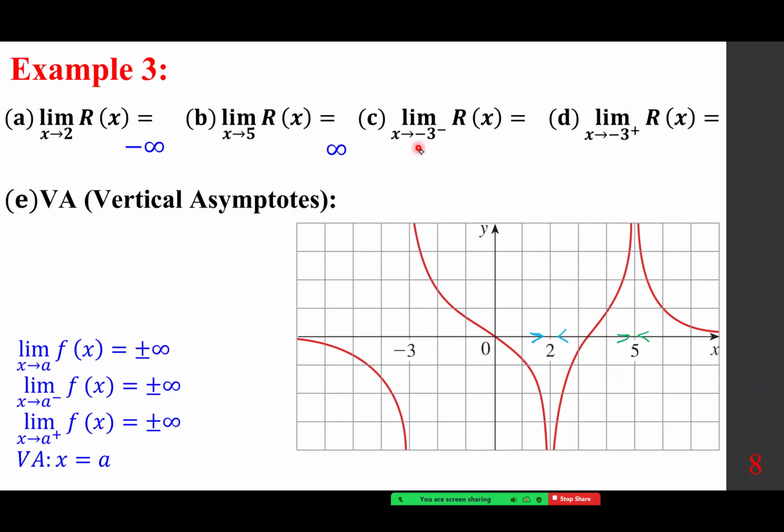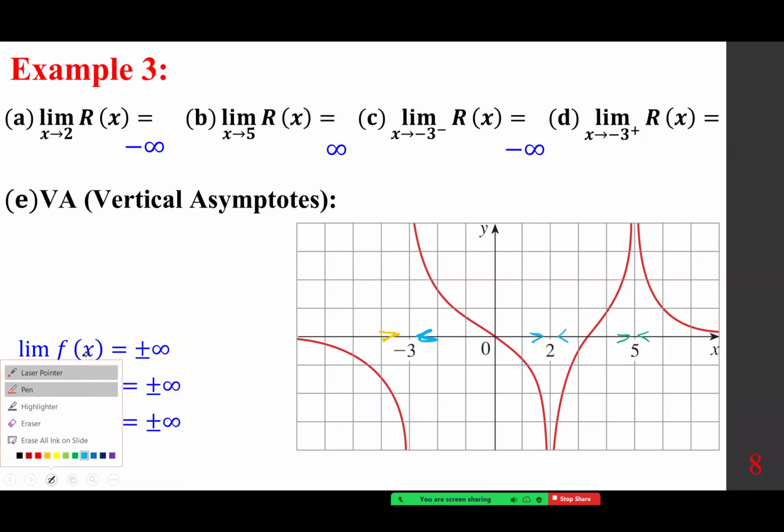The limit of R of x as x approaches negative 3 from the left. Please understand the concept of left of negative 3 versus right of negative 3. So from the left of negative 3, it's going down to negative infinity. However, from the right, it's going to positive infinity.